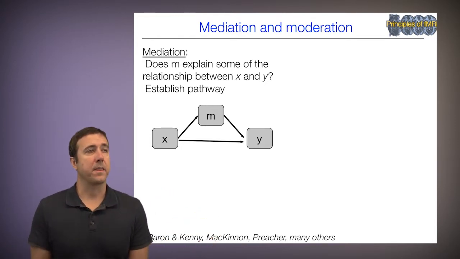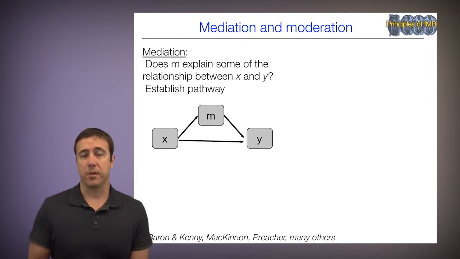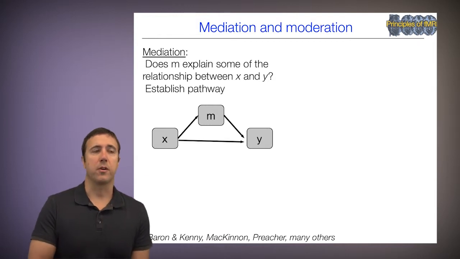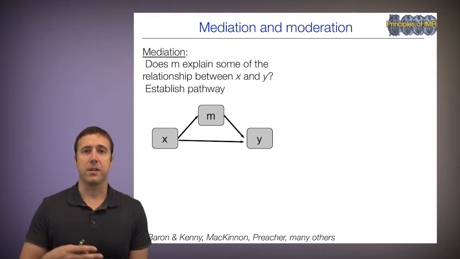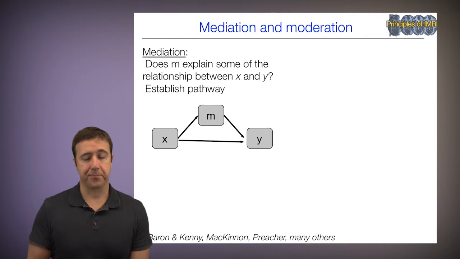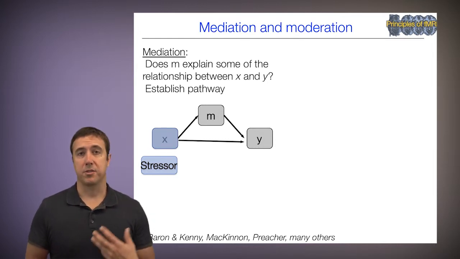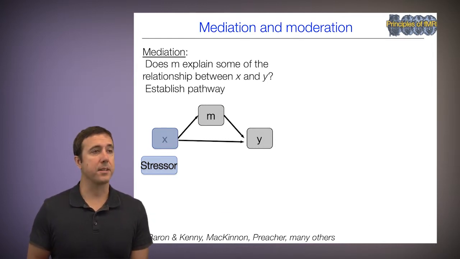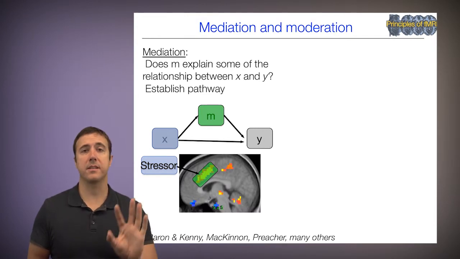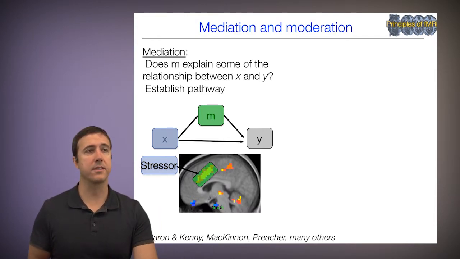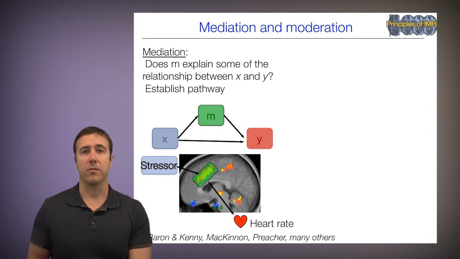The idea of what mediation is testing is, does this variable M explain some of the relationship between X and Y? X is the initial variable, Y is the outcome, these initial variable-outcome relationships. And this can help establish a pathway that connects X to Y through some intervening variable. So for example, in the brain, I might apply a stressor, that's an experimental variable, it's X. M is activity in the anterior cingulate cortex, and Y is increases in heart rate.